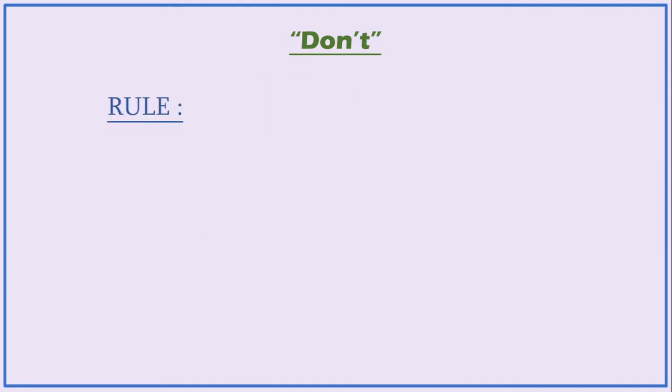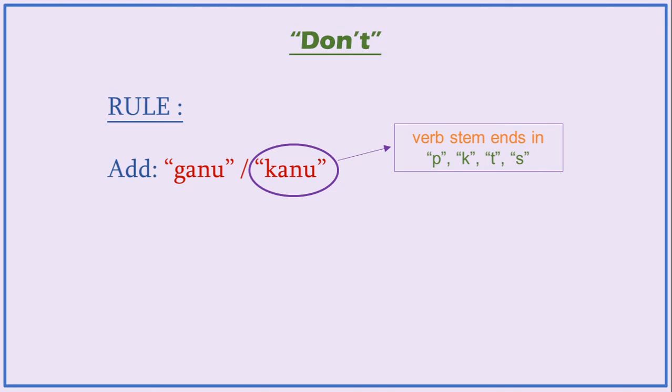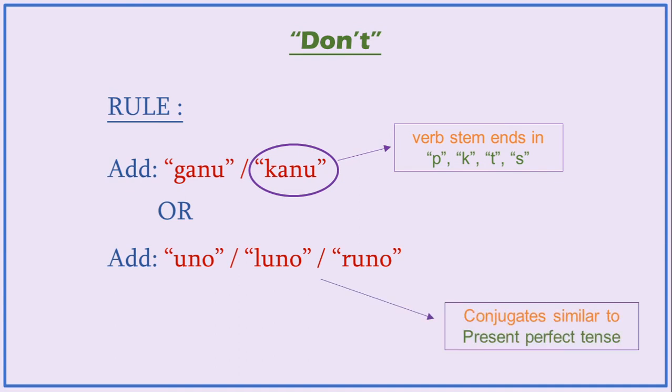So regarding the rule for these sentences, you add ganu or kanu, which is for the first form. And kanu, we know if the verb stem ends in P, K, T or S, you add the k sounding prefix, suffix, sorry. And for the second form, you add either uno, luno, or runo. So now you might have guessed that this will be conjugating similar to the present perfect tense. We have discussed these conjugations many times, so we won't be looking into that in this video.